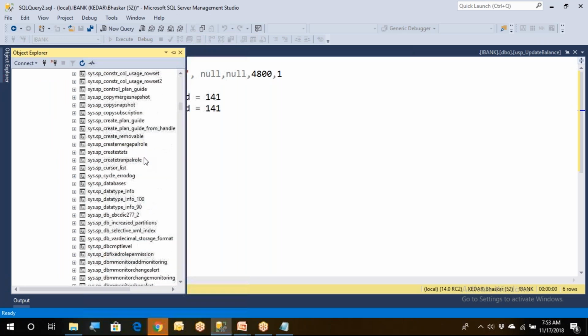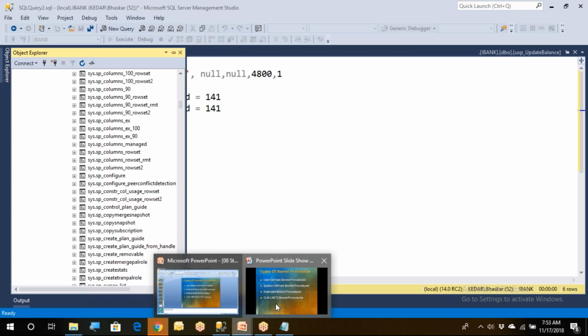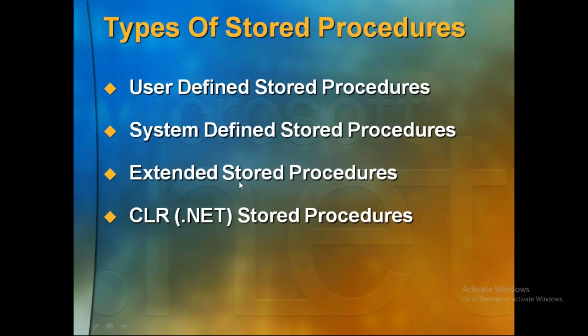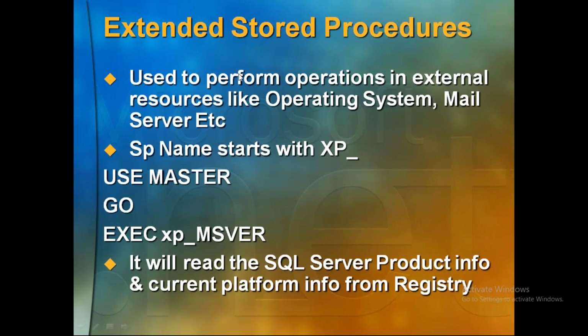You can also get a lot of system stored procs and a lot of extended stored procs. Extended means you have SQL code as well as C++ code. Let me give you a couple of examples for this. Extended stored procs are used to perform operations on external resources like the operating system or a mail server. The names start with xp, and these stored procs are part of master DB. For example, execute xp_msver. It will read the SQL Server product info and current platform info from the registry. The registry is available in the Windows operating system.